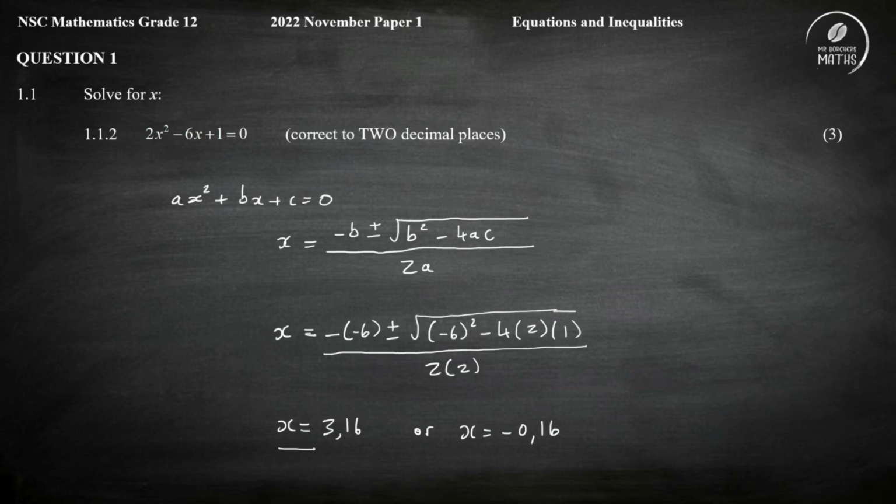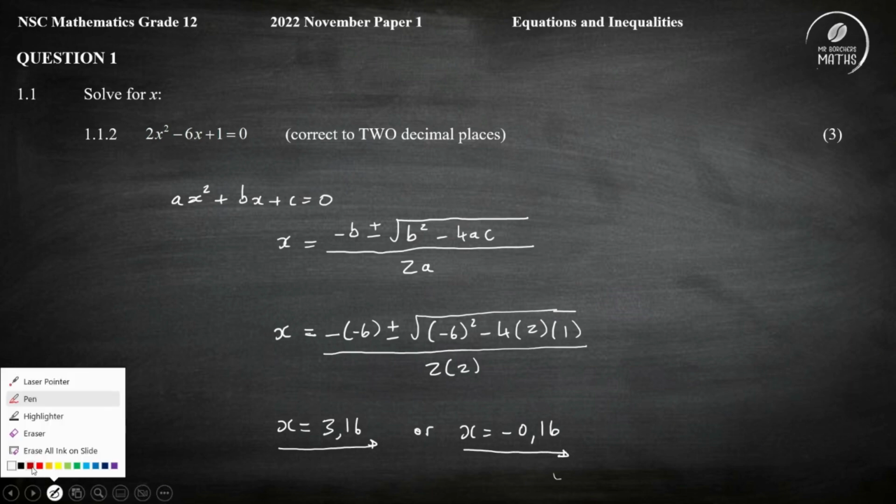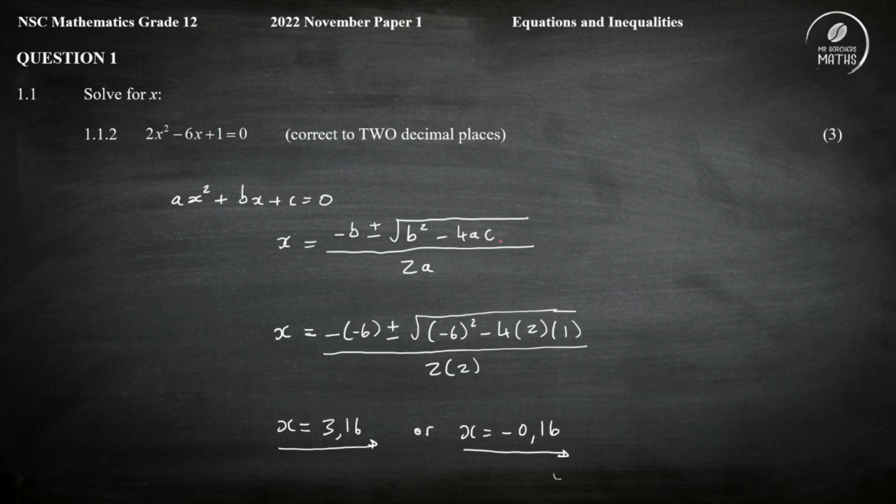Okay, and here we have finished question 1.1.2. Let's have a look at where the marks come from. For showing that you understand the quadratic formula and have substituted into it correctly, you would receive a mark. And then you would get a mark for each of your answers, totaling your 3 marks for question 1.1.2.